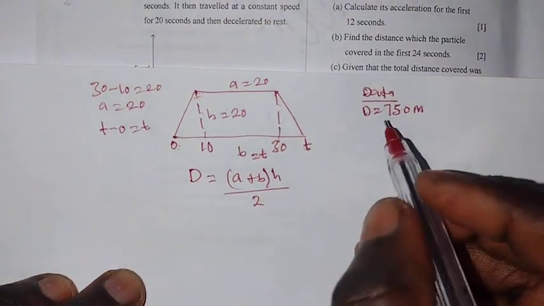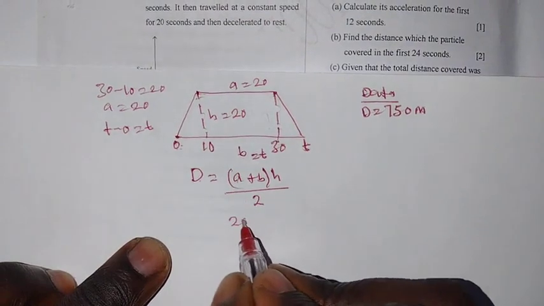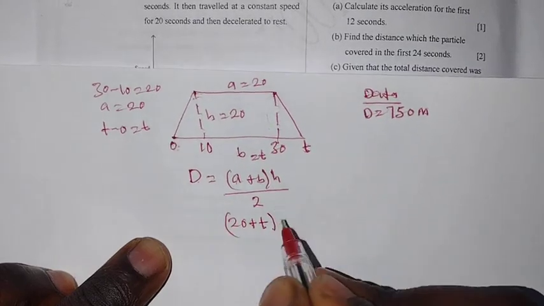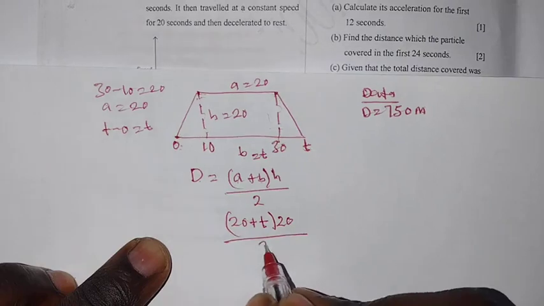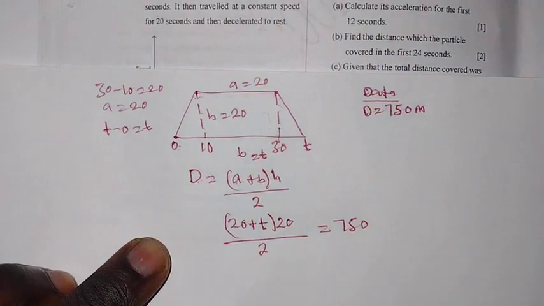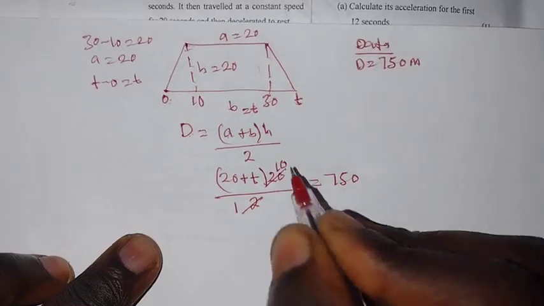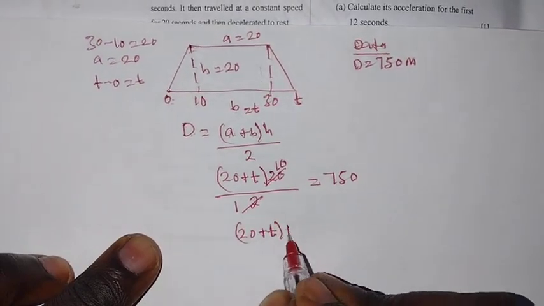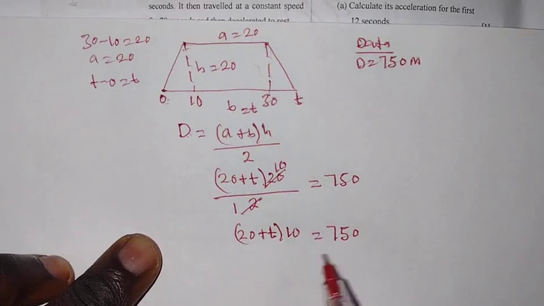Then distance, we have been given that it is 750. So we are going to write it. Where there is a, we'll put 20, plus where there is b, we have said b is t, in brackets, height is 20, over 2 equal to. So where there is distance, we'll put 750. I hope you are following here. So what you are going to do here, 2 into 20 is 10. So we have (20 plus t) times 10 is equal to 750. Okay, this is what you get.